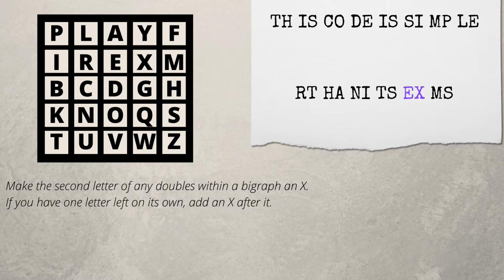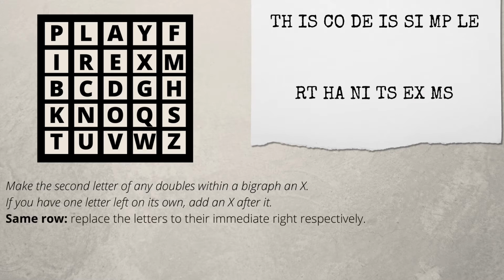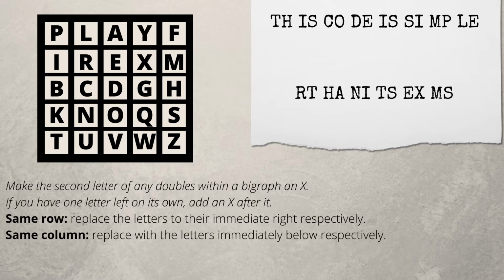There are 3 other rules. If the letters from a digraph appear on the same row of your table, replace them with the letters to their immediate right respectively. Now, if one of these is on the end, you're going to wrap around to the other side of the grid. If the letters appear on the same column of your table, replace them with the letters immediately below respectively. And once again, you'll wrap around if it's in the bottom row.